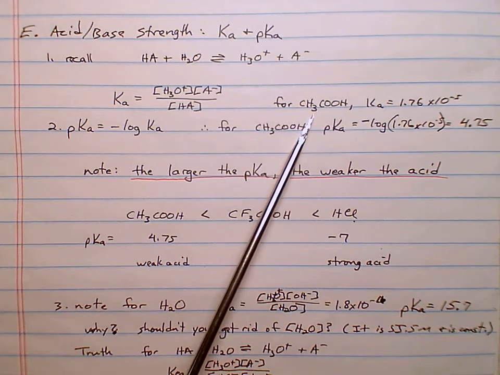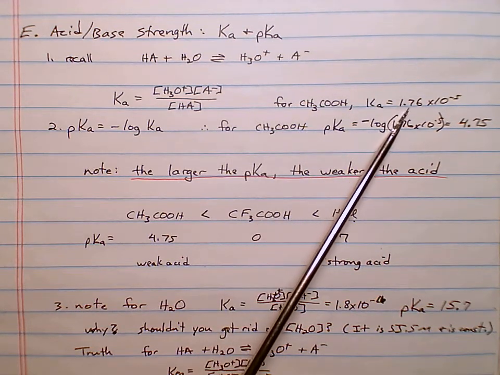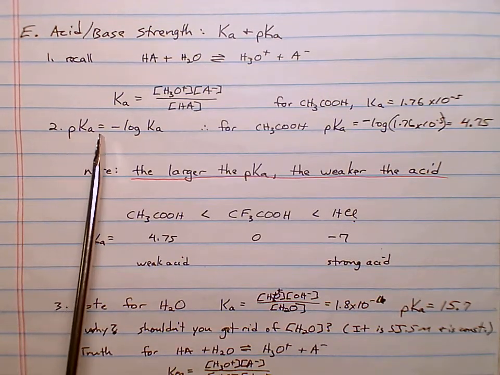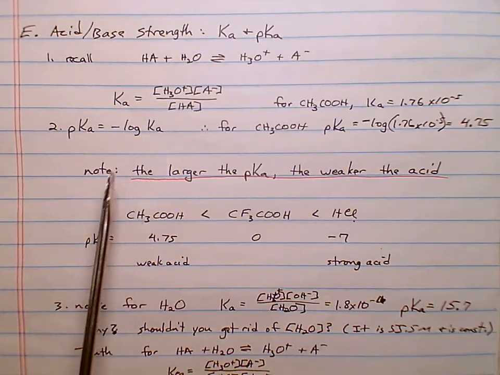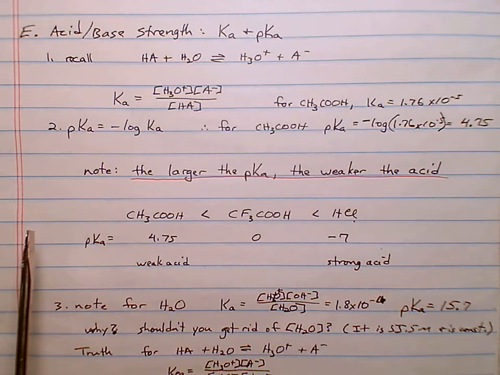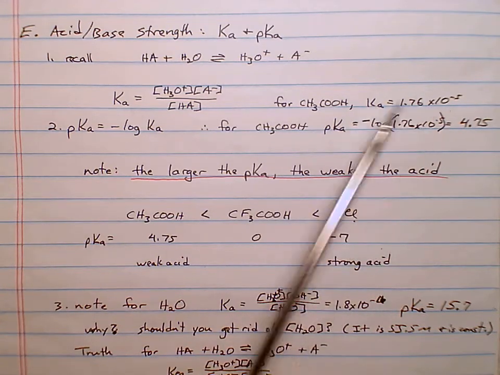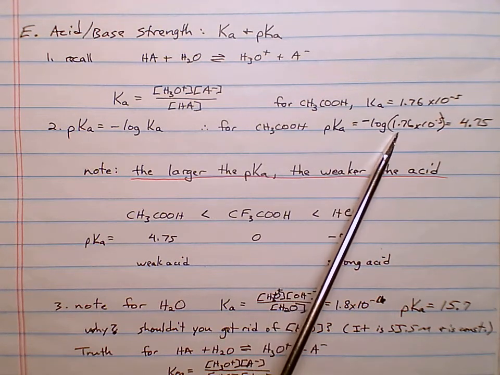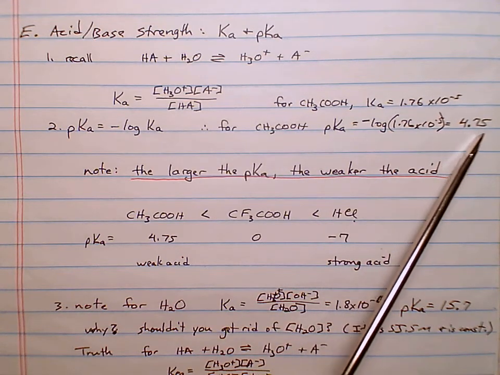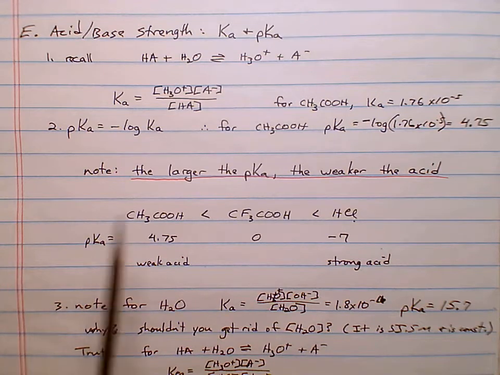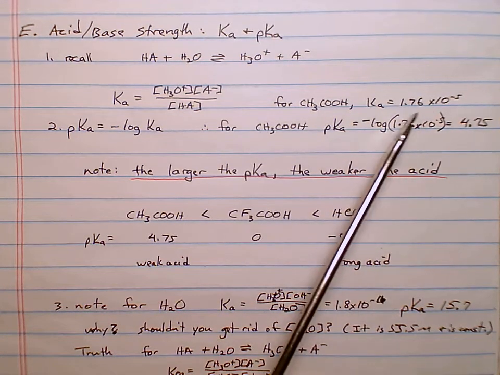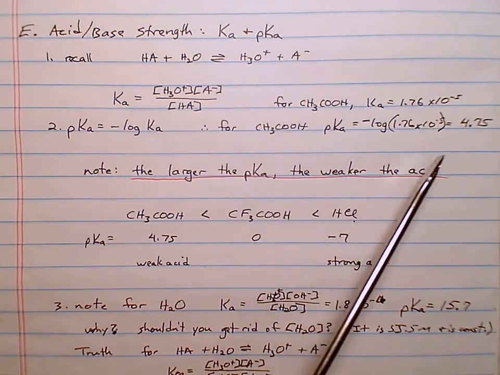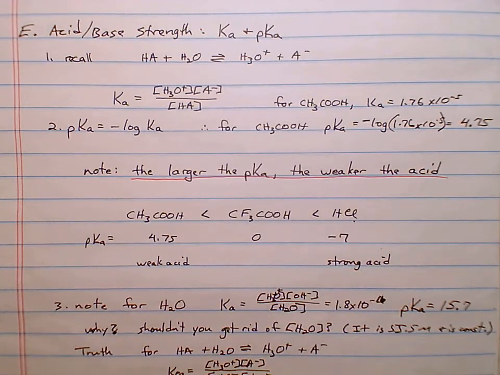So recall for CH3COOH, Ka is like 1.76 times 10 to the minus 5. Recall that pKa is the negative log of Ka. The reason is we hate numbers like 1.76 times 10 to the negative 5. You calculate the pKa, the negative log of that, and you get 4.75. I would much prefer to use numbers like 4.75 than 1.76 times 10 to the negative fifth. We don't like using all these exponents. Much easier to remember 4.75.